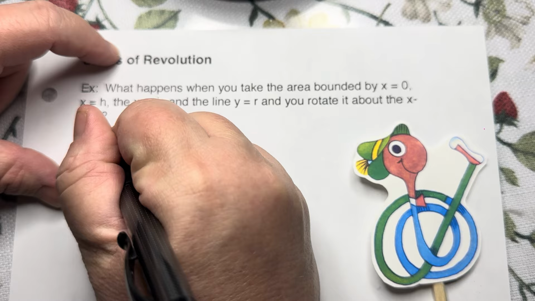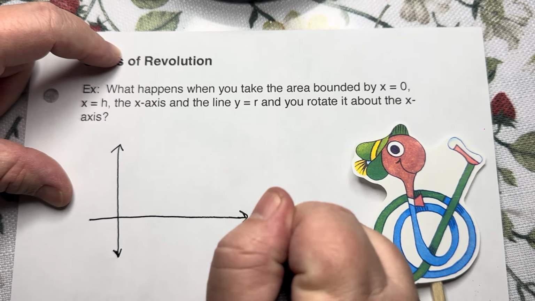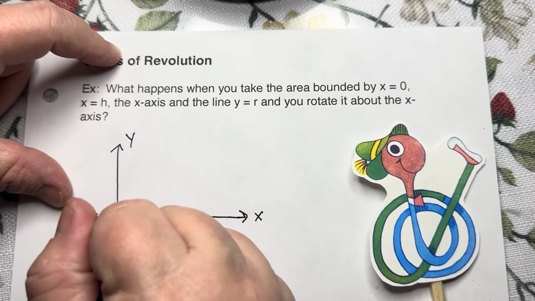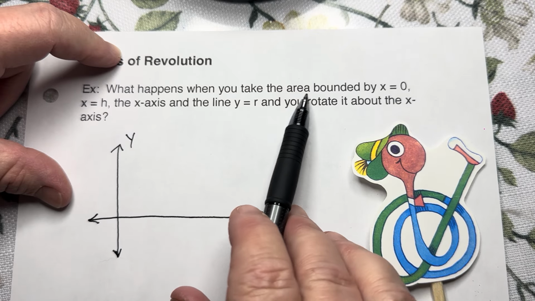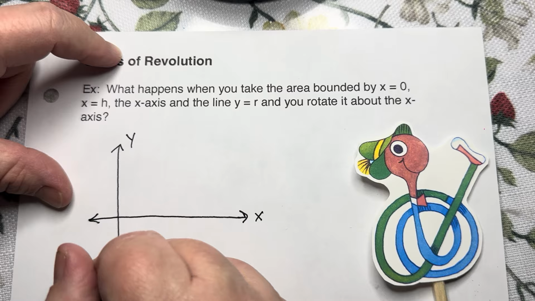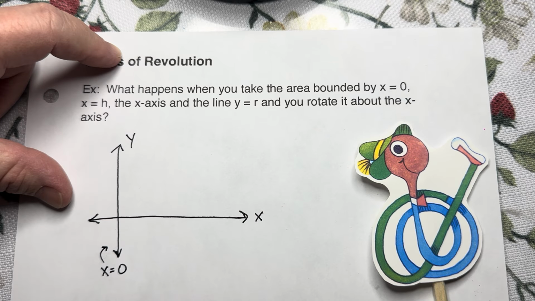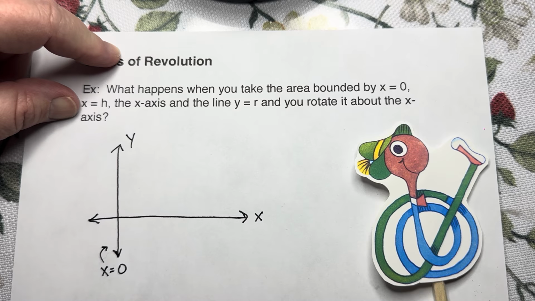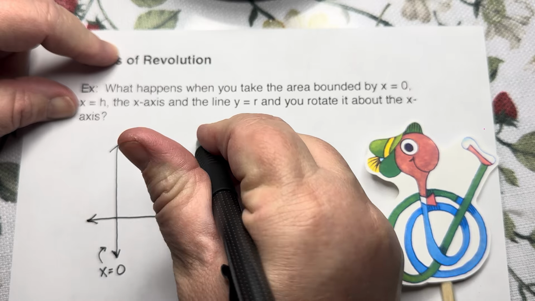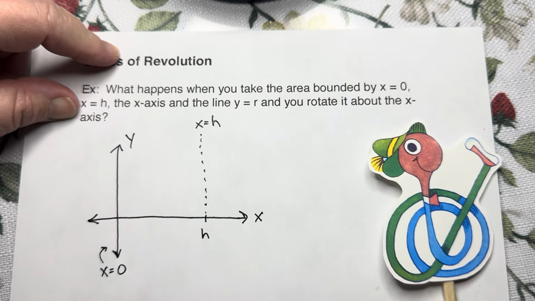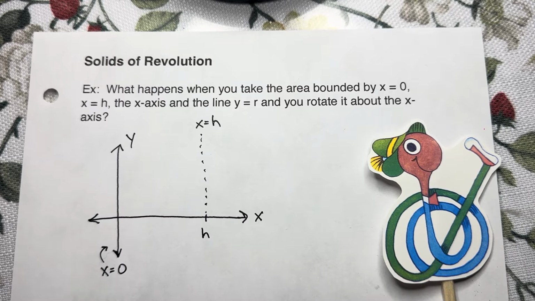So I'm taking a two-dimensional set of axes, the x and y axis, and I want to take the area bounded by x equals 0. So this is x equals 0. It's sneaky, that's the y-axis. x equals h, that's right here. Just to make it easier, I'm assuming h is positive, but you could do this on the other side of the y-axis if you'd like. You get the same results.